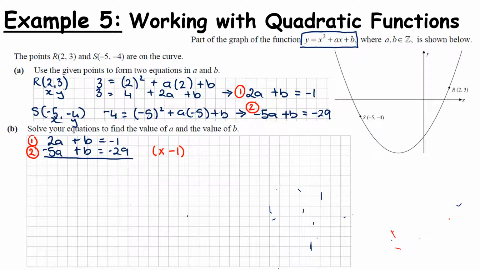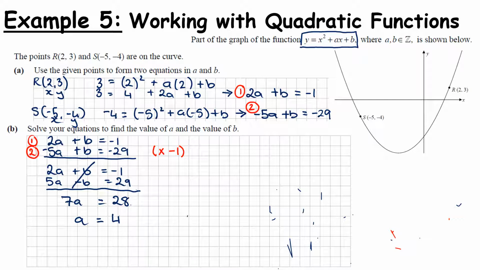So the top line is unchanged, 2a plus b equals minus 1. Multiplying that across, I get 5a minus b equals 29. The b's end up cancelling, so plus b minus b is effectively 0. And working this, I get 7a is equal to 28. Dividing both sides by 7 will give us a equals 4.